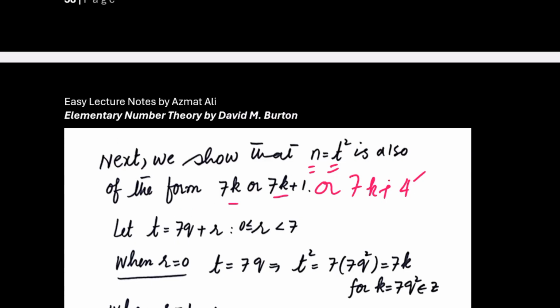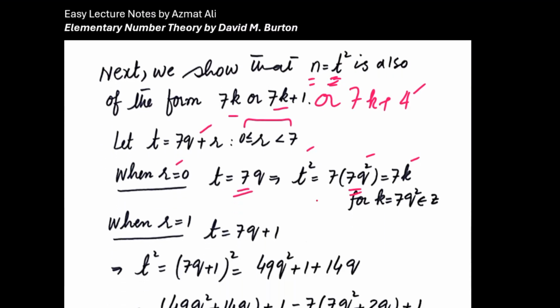Let my integer t be of the form 7q plus r, where the remainder r lies between 0 and 7. When r is equal to 0, t becomes 7q, and its square is 7 into 7q square. This is equal to 7k, so t square becomes 7k, and finally you can say that n, because t square is equal to n here, is equal to 7k.